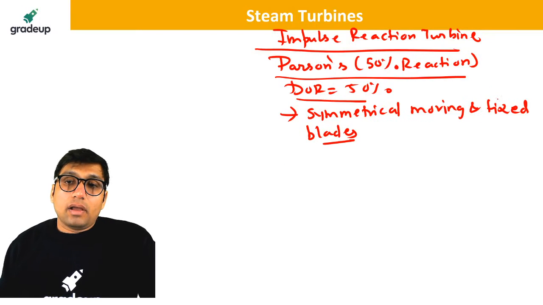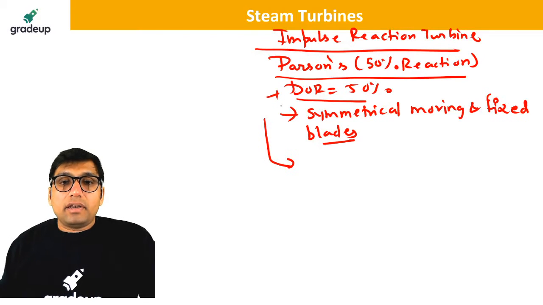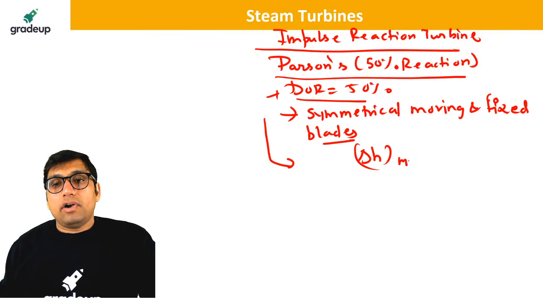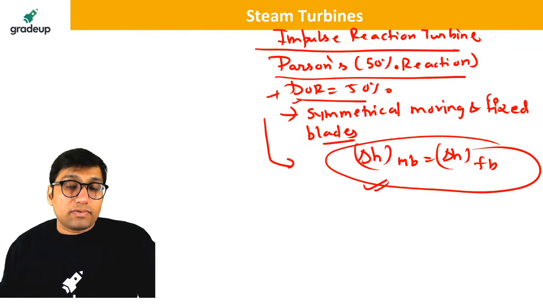Clear, everyone? So in the impulse reaction turbine, what we'll be studying here is that the degree of reaction will be 50% because the enthalpy drop in the moving blade will be equal to the enthalpy drop in the fixed plate. And because of that, it will have a degree of reaction of 50%.